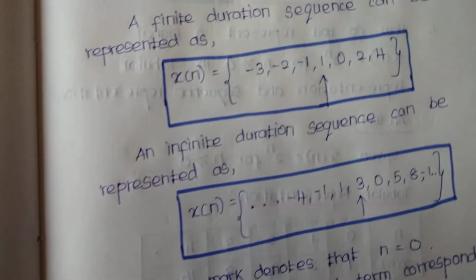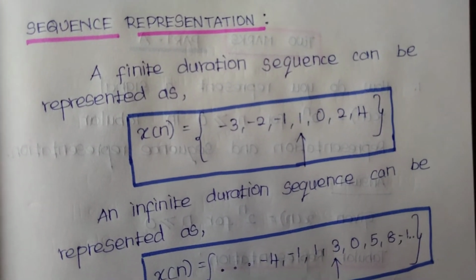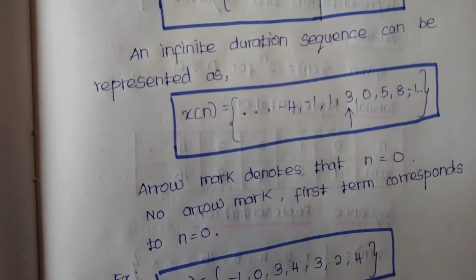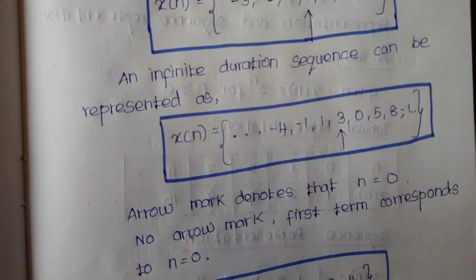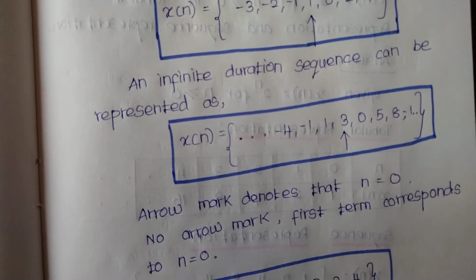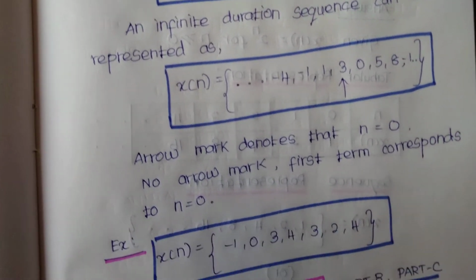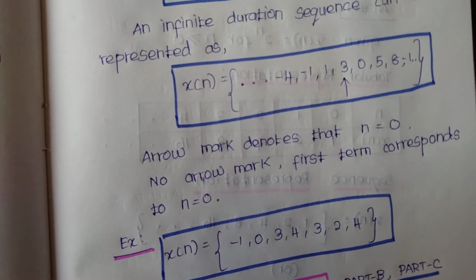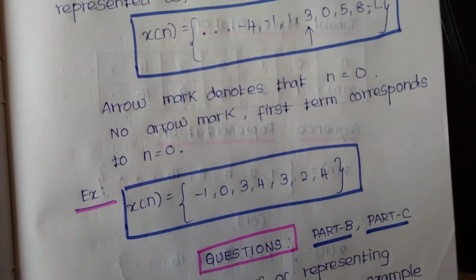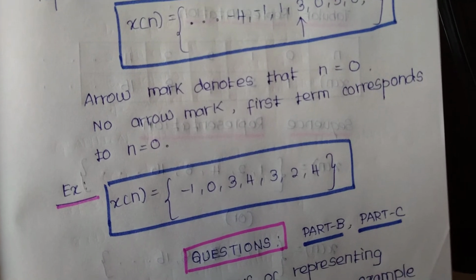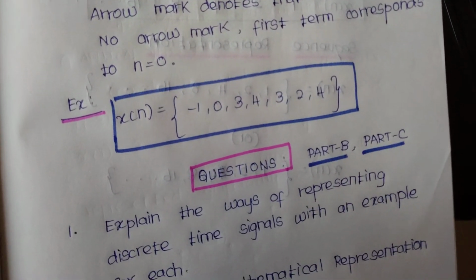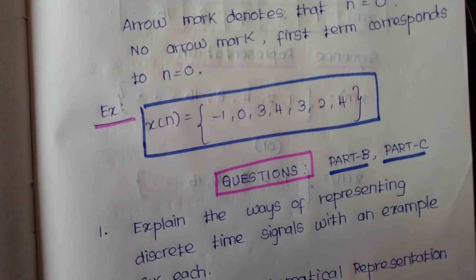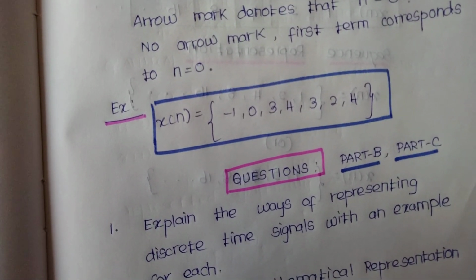Next topic is sequence representation. A finite duration sequence can be represented like this, and an infinite duration sequence can be represented like this, in which you should put dots at the starting and ending. The arrow mark denotes that the n is equal to 0 sample is that, and if there is no arrow mark, the first term corresponds to n is equal to 0. Like that example, x of n, there is no arrow mark, that means -1 is the first sample which lies at n equal to 0.